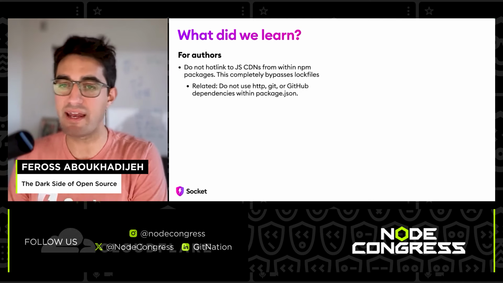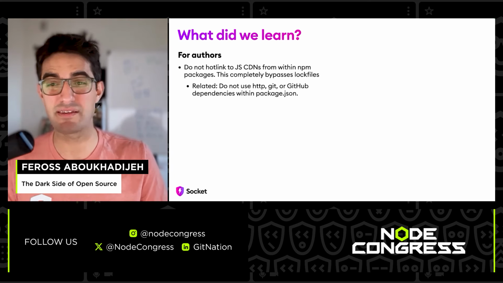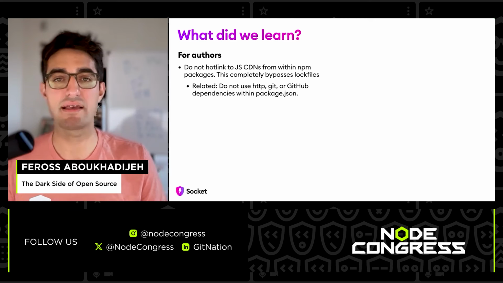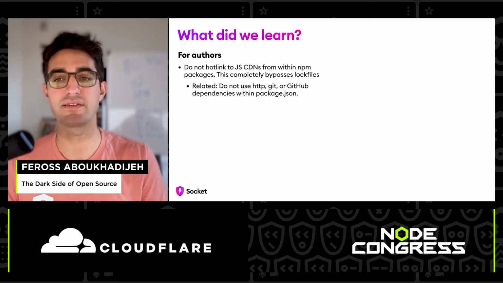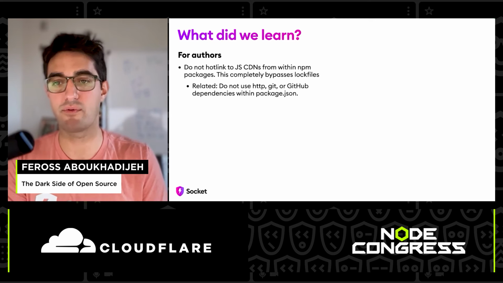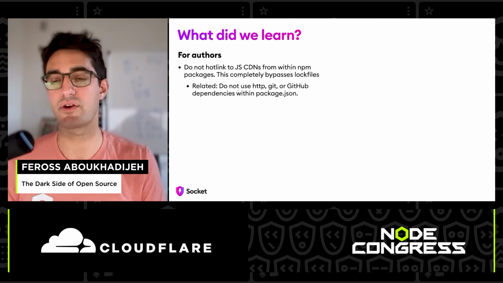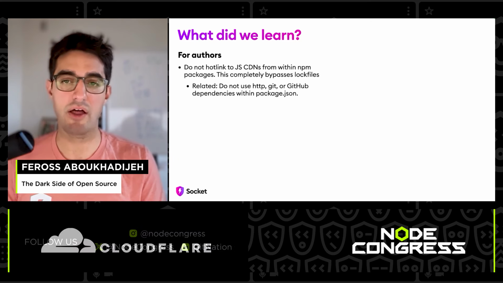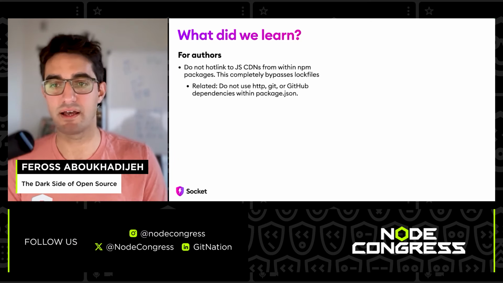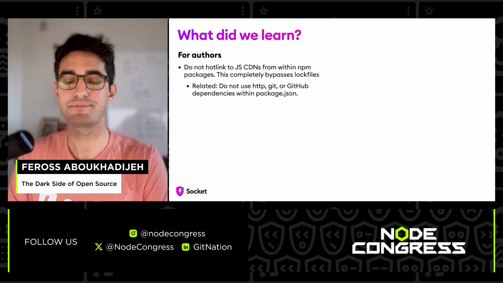Also, related to that, sometimes you'll see packages that are using HTTP dependencies or Git dependencies, or even a GitHub URL as a temporary workaround to fix a bug. You'll see a fork, and people depend on a forked version. This is really dangerous, because you're bypassing your lock file, and you're giving the author of that package the ability to change the code out from underneath you.